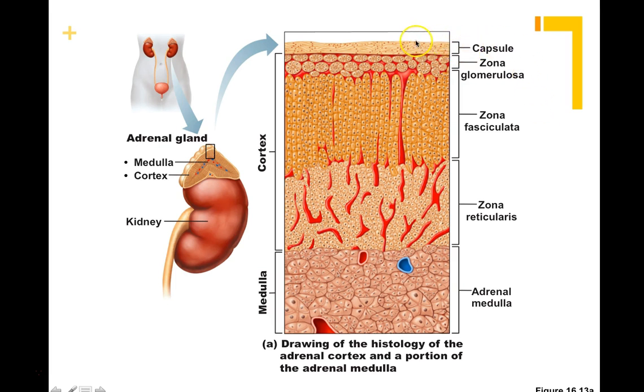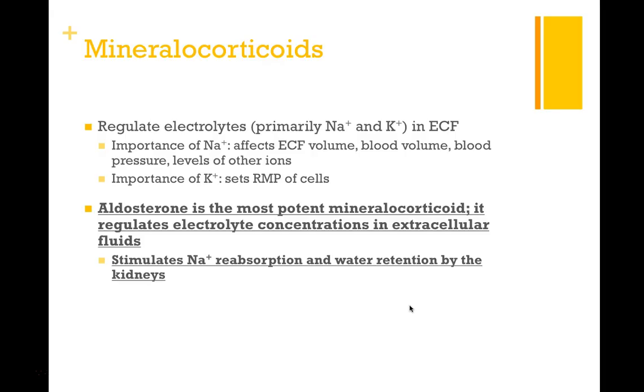Here is a much clearer picture of those layers. We do have a capsule that covers the adrenal glands, and that kind of helps to support and protect these tissues. The most external was the zona glomerulosa. Then we have the zona fasciculata, and lastly the zona reticularis. Below that region, remember, we have the adrenal medulla that contains nervous tissue from the sympathetic nervous system.